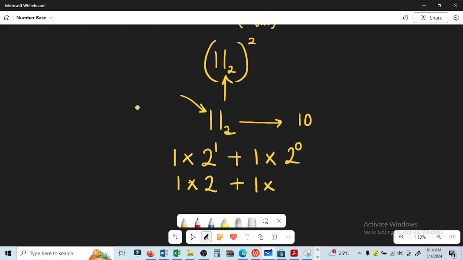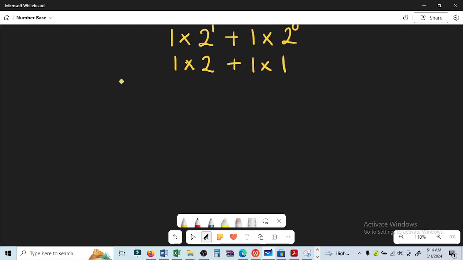1 times anything raised to the power of 0, we said is 1. Okay, so now this is 1 times 2 gives us 2, plus 1 times 1 gives us 1. So this is 3, which is not the final answer. Remember, it was like this. That was a square, so meaning we need to square this. When we square this, we get 9. Alright, I would have stopped here, but I need to take it further because in my option, I see that it was later changed to base 2, binary numbers.